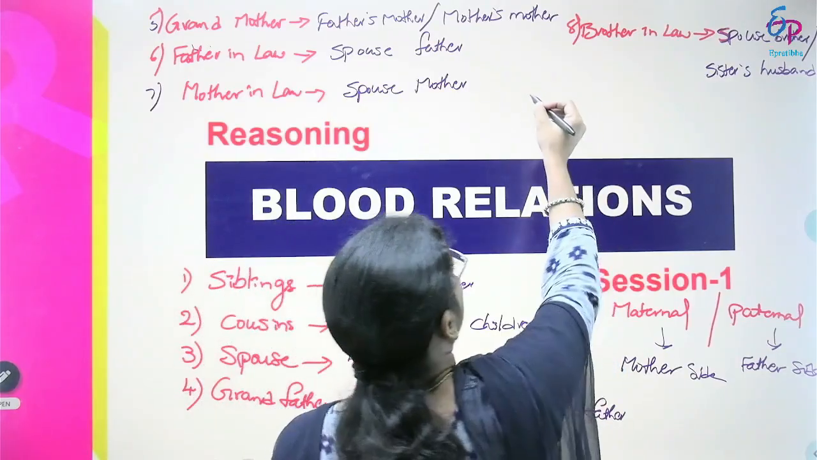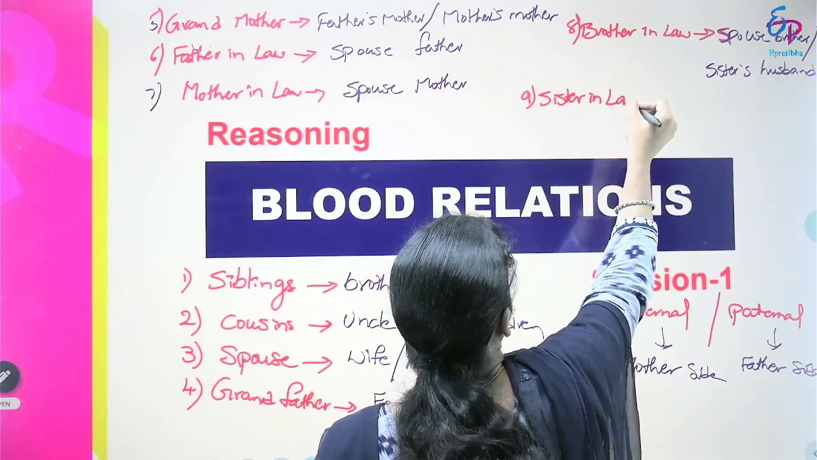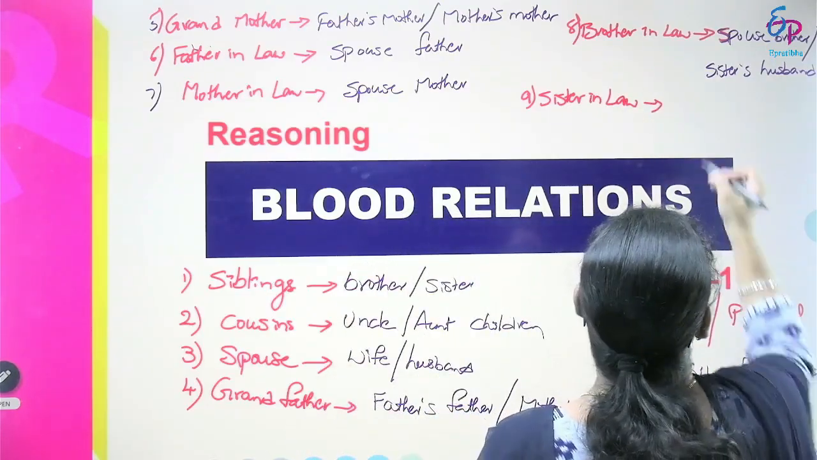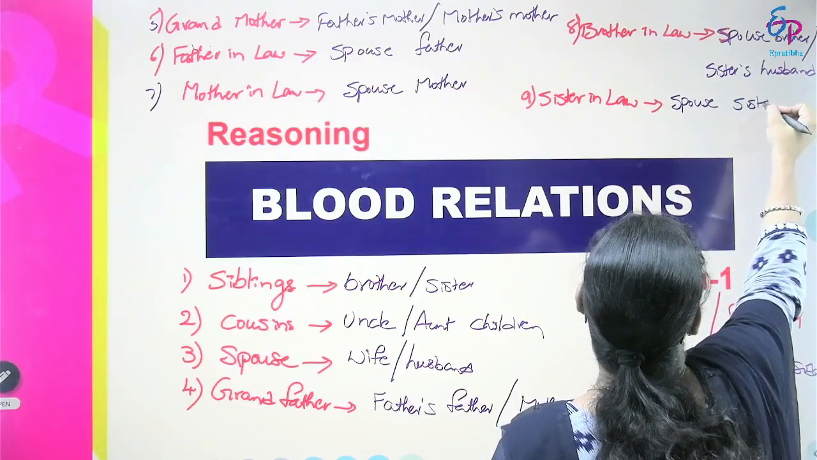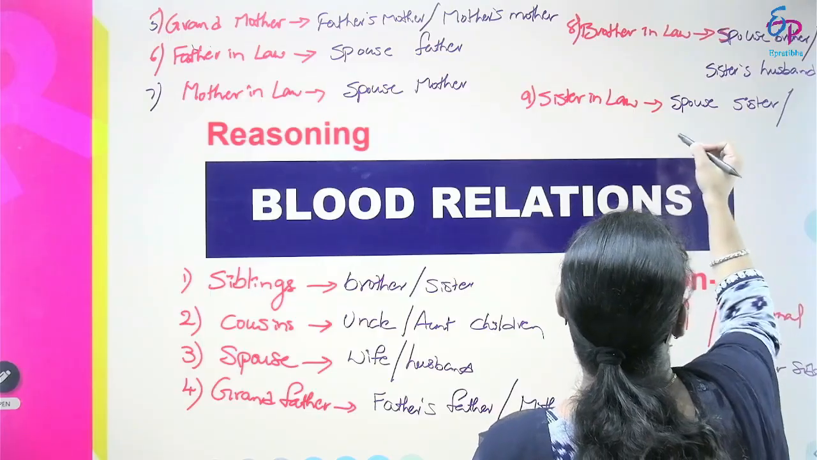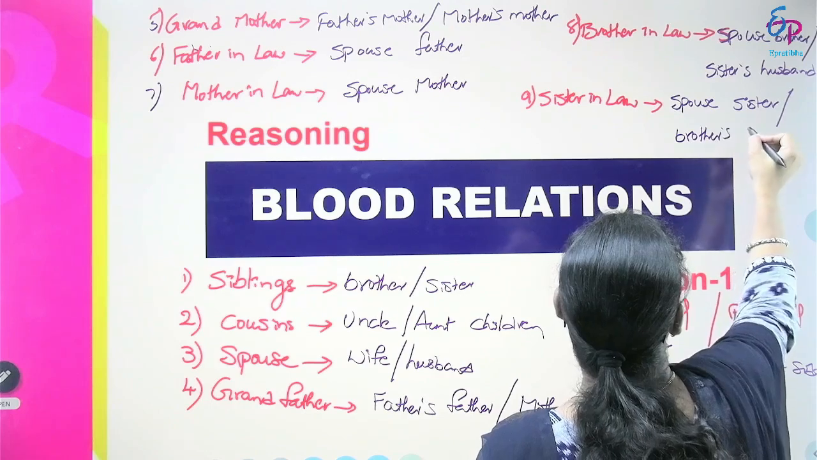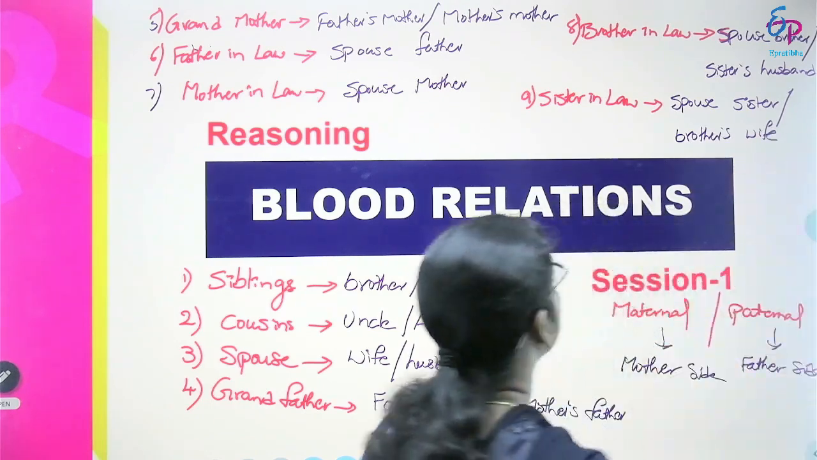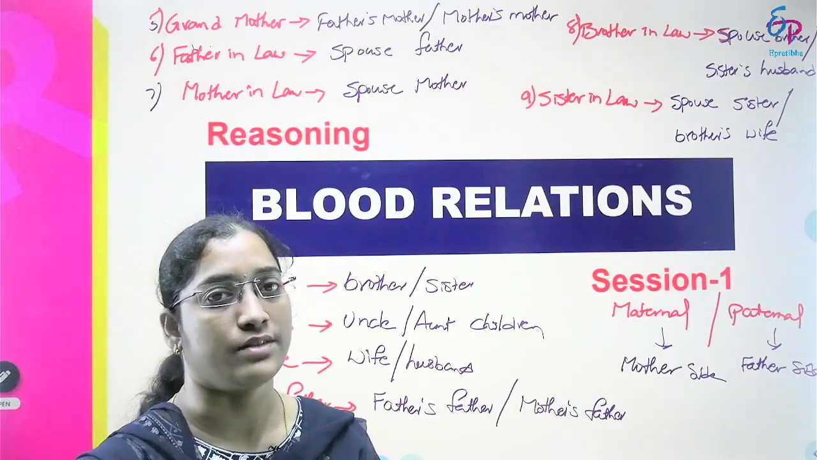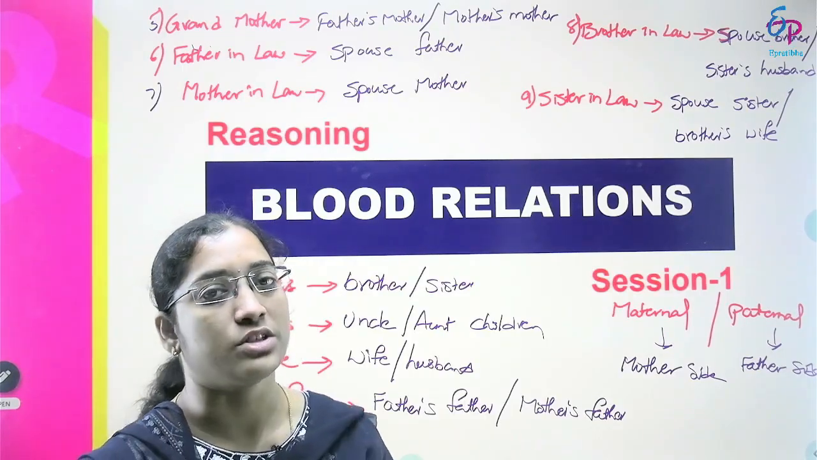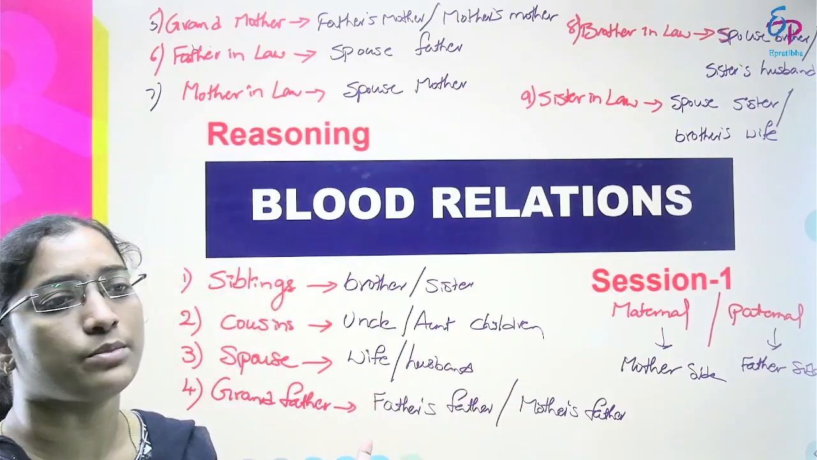Then I want to take sister-in-law. Sister-in-law means spouse's sister or brother's wife. Our spouse's sister or our brother's wife is also called our sister-in-law, friends. This is the information related to some basic relationships, but we have some more relationships, and we need to discuss those also.